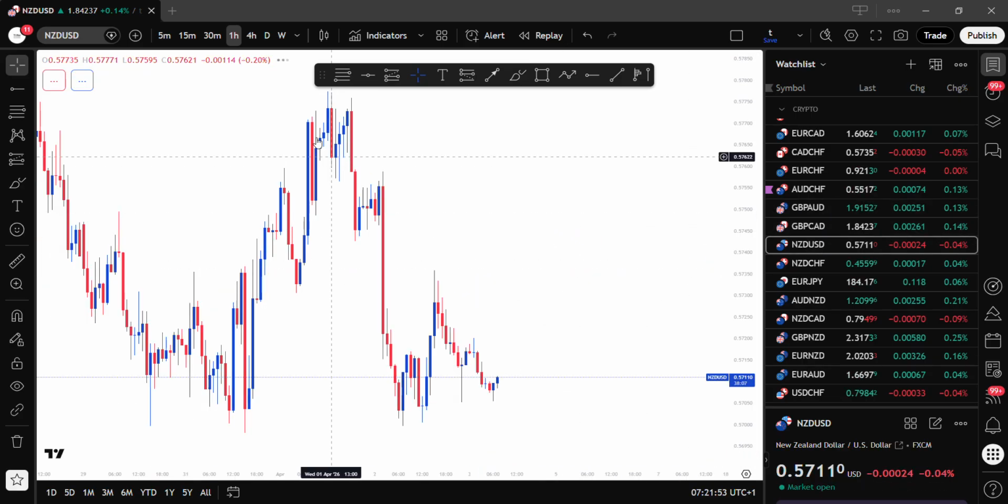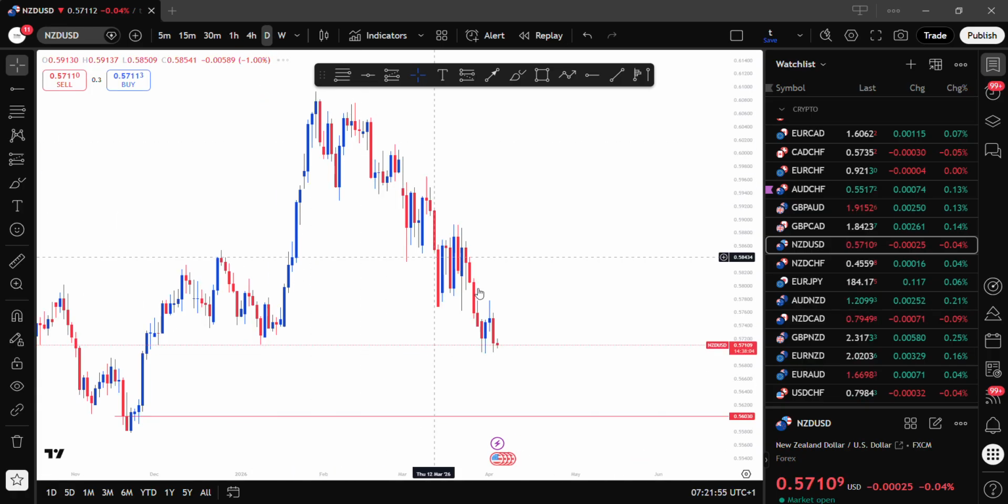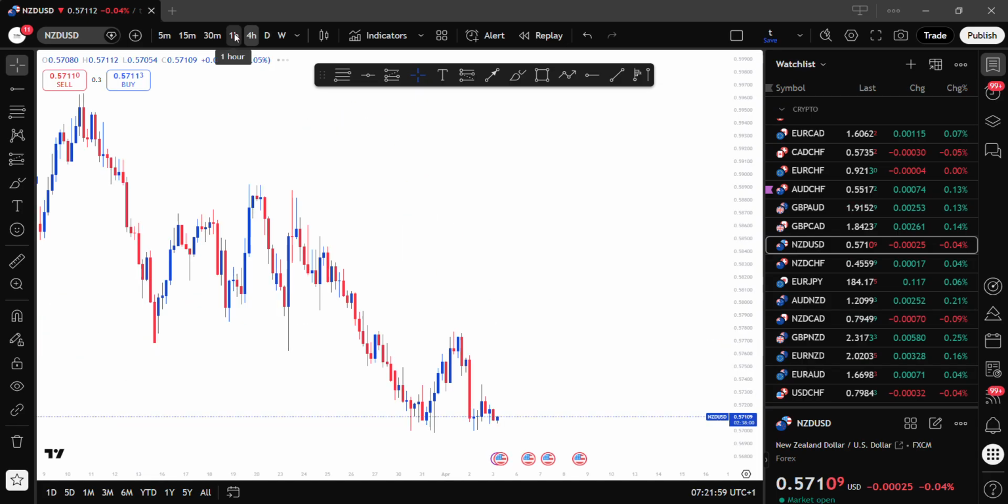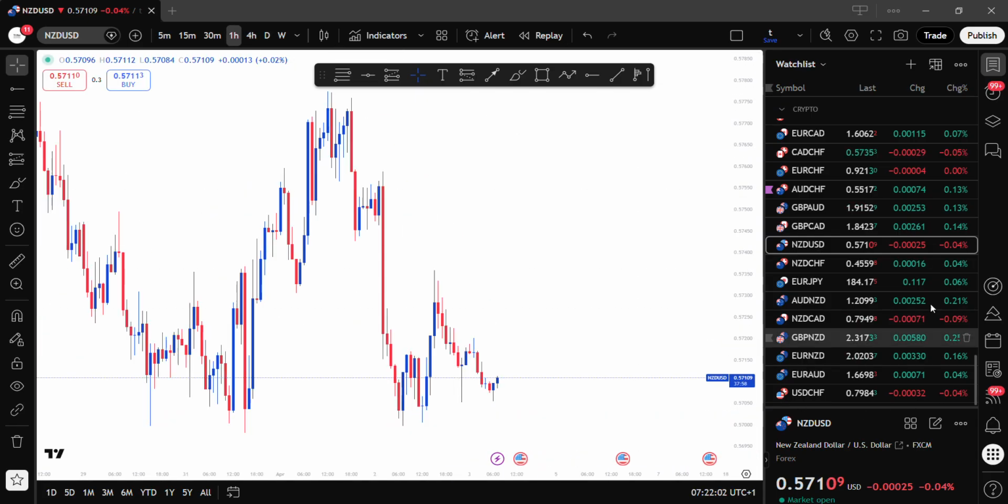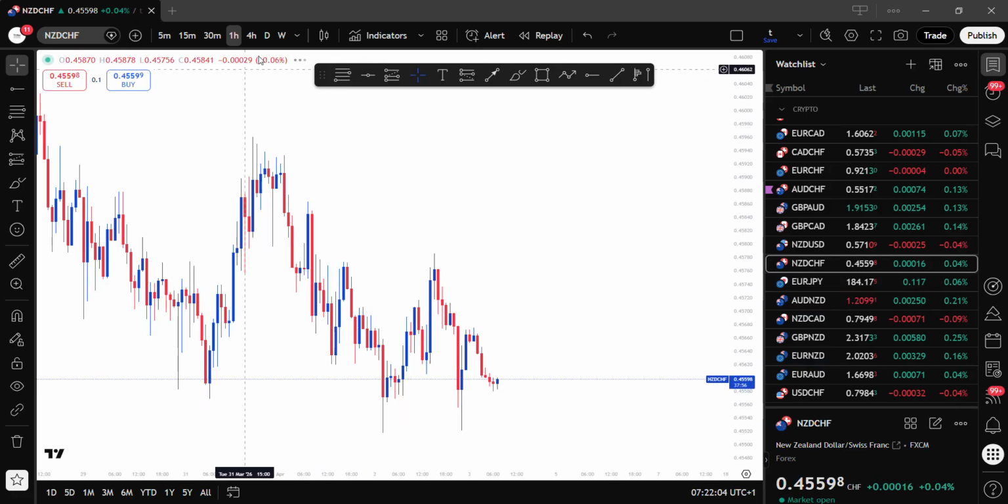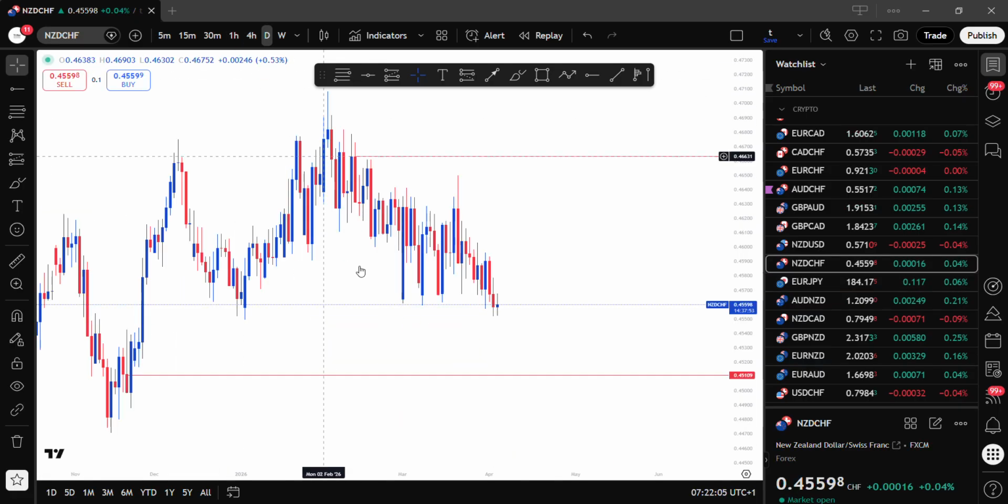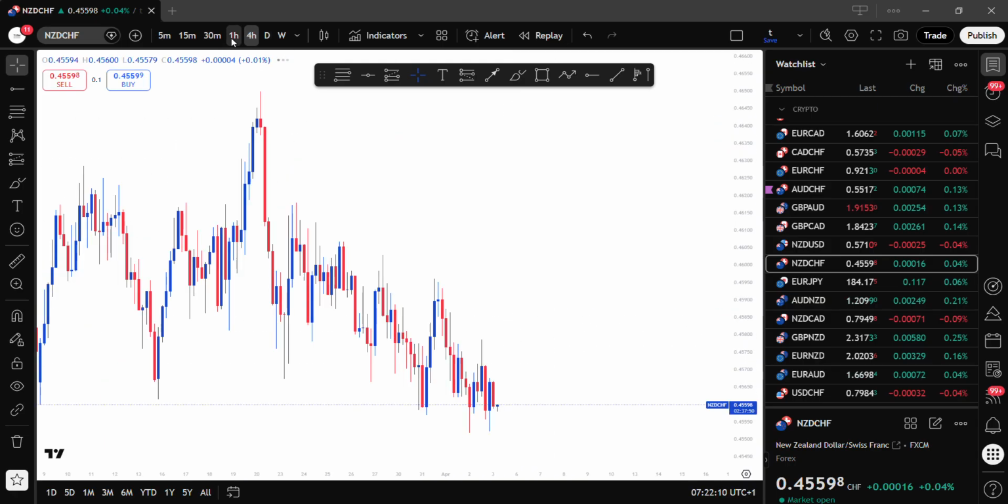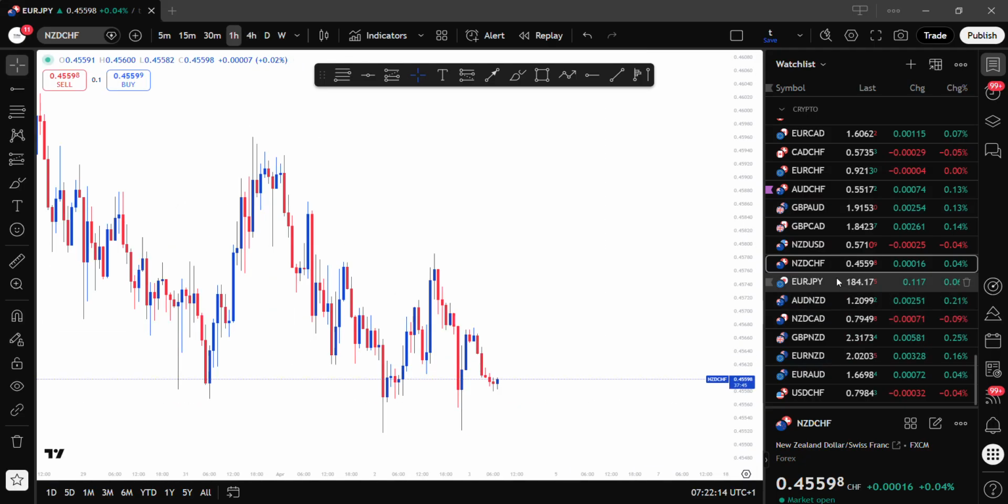On NZD USD, if you check the daily time frame, this market has been selling to this point, and a buy will start happening. If you see only 4 hours, no entry for now. 1 hour as well, no entry. On NZD CHF daily time frame, you can see the market is selling to this point, and a buy will start happening. You see on the 4 hours, no entry for now. In the 1 hour as well, no entry for now.